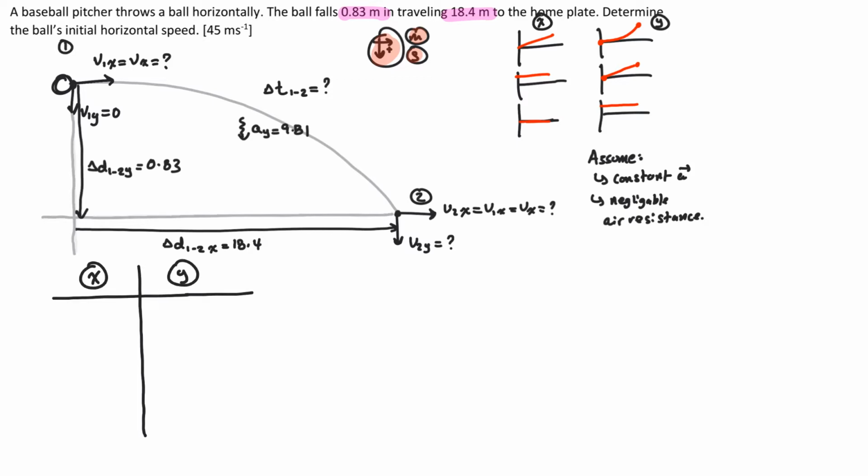So we have x and y. In the x direction, we only need to care about vx, especially since it's only a two-stage problem. If it's a two-stage problem, you don't really need to do stages here. So we only care about the velocity in the x direction, and we care about the displacement in the x direction. The displacement value we do have, that's 18.4, but the velocity we don't have. That's what we're trying to find later in the question.